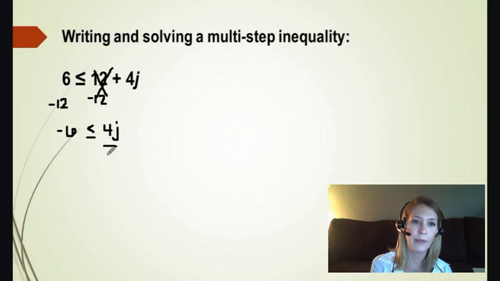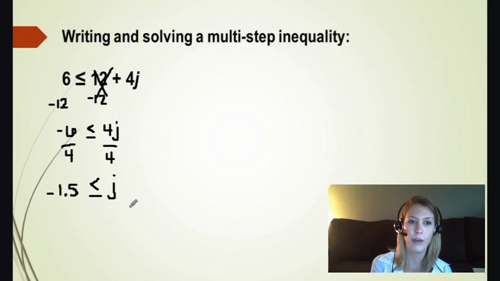Now we need to divide both sides by 4. Since 4 is being multiplied by j, we do the inverse operation to undo that operation. We're left with negative 1.5 is less than or equal to j, since negative 6 divided by 4 is equal to negative 1.5.